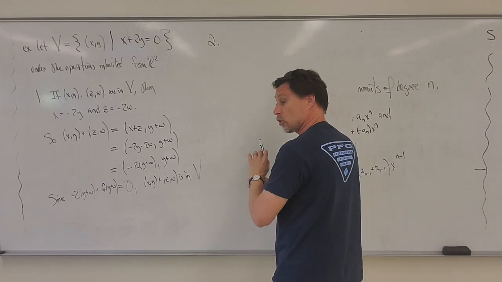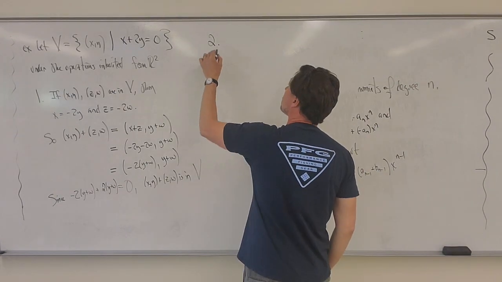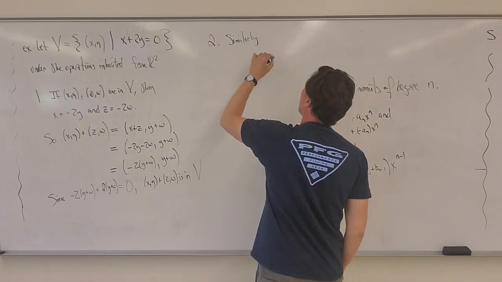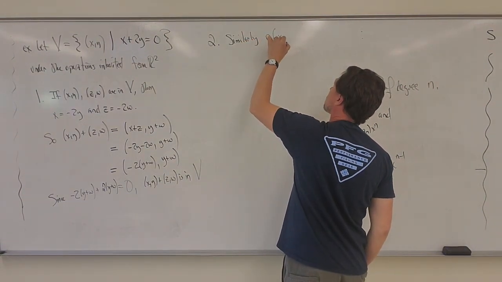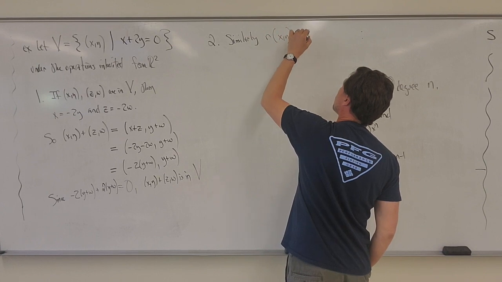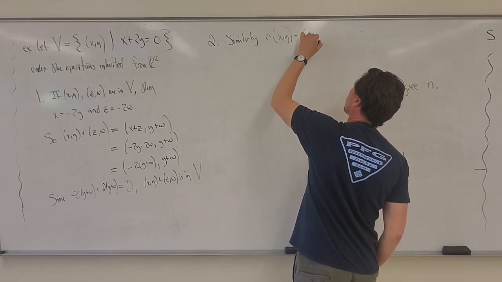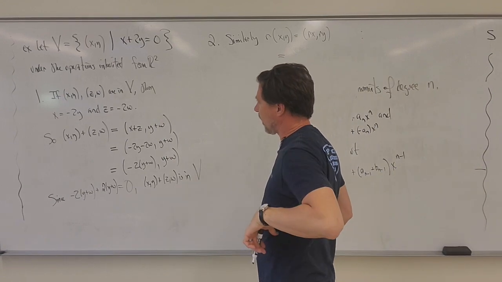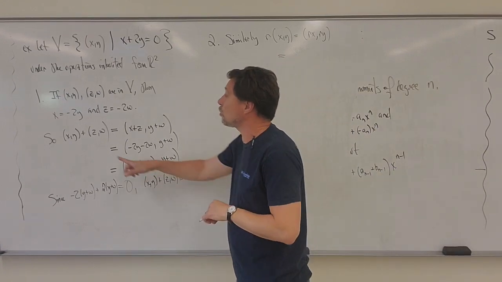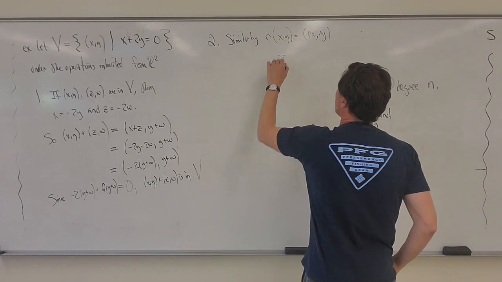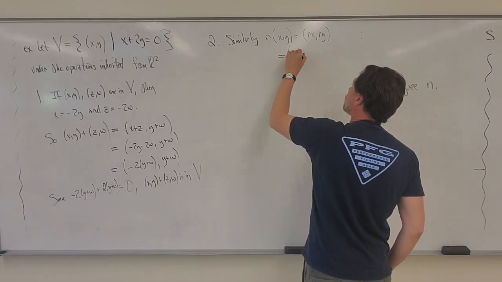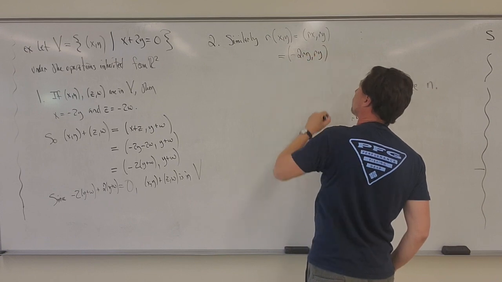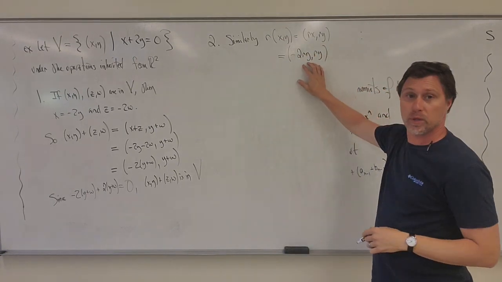Okay, so now we need to show closure under scalar multiplication. So let's say similarly, if I do r times (x, y), that's going to be (rx, ry), which equals, now let's see, what is rx? Well, x is negative 2y, and so this will be (negative 2ry, ry). This is what happens when we do scalar multiplication.